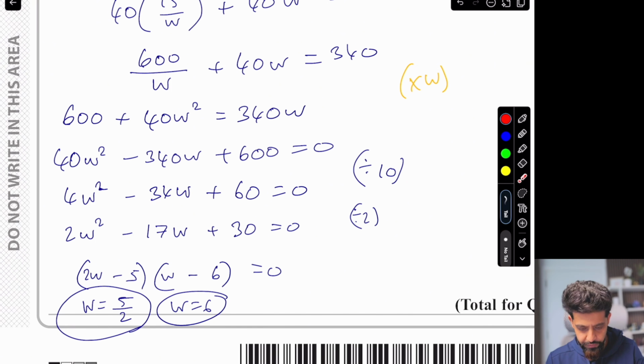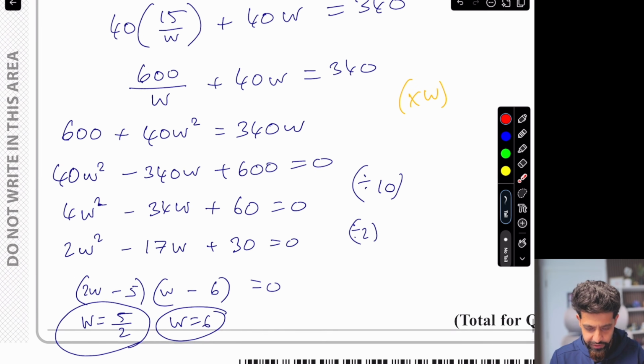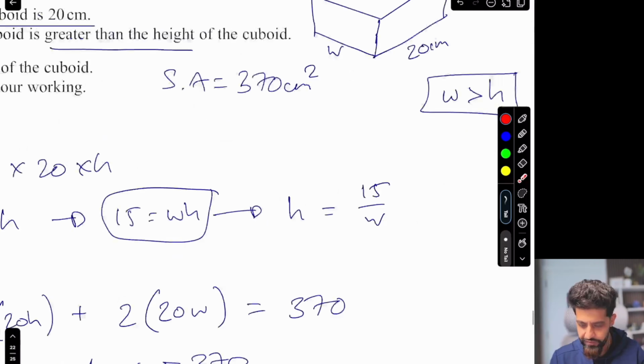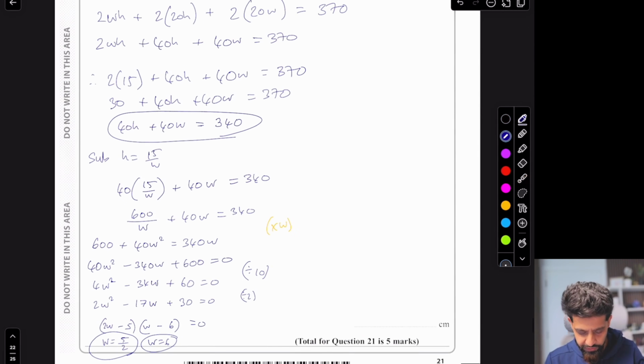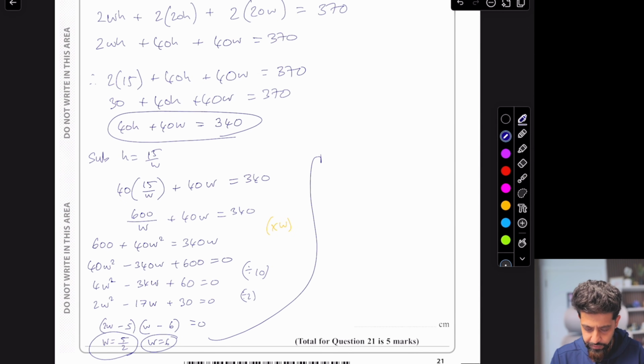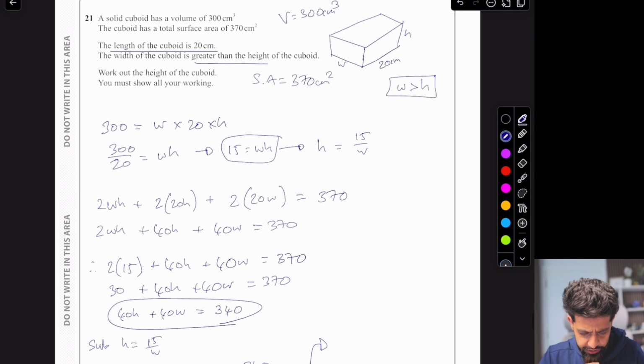All right, now remember what it said about the height as well. You don't forget the width and height thing there. W has to be greater than H, remember. So if you've got two values, we can only use one of them. All right. So do we need to find H? Yes, that's the whole point.